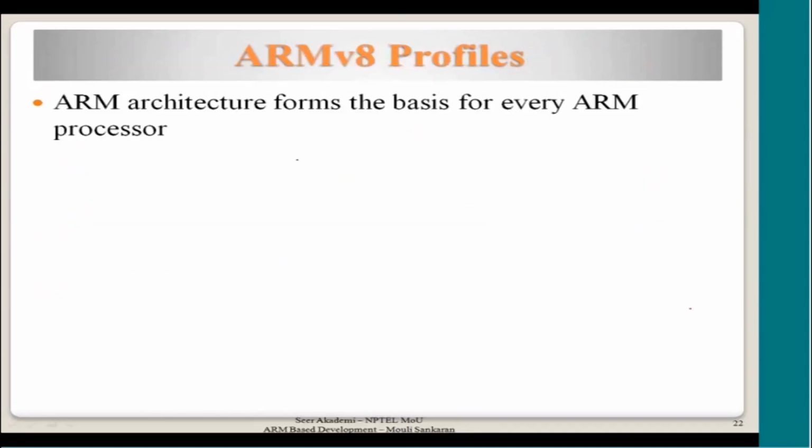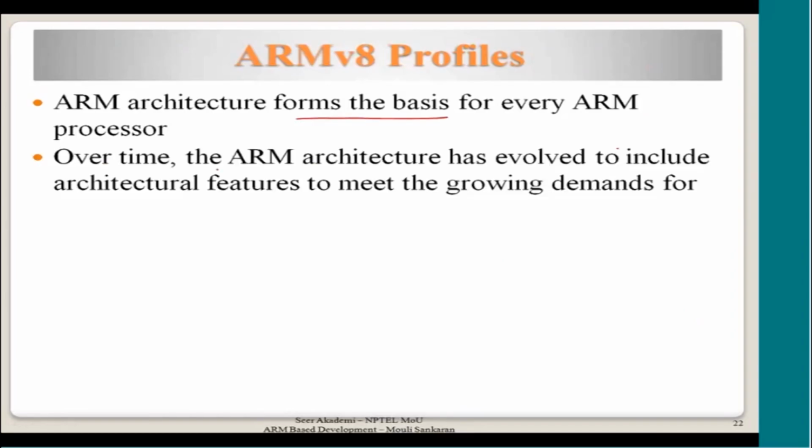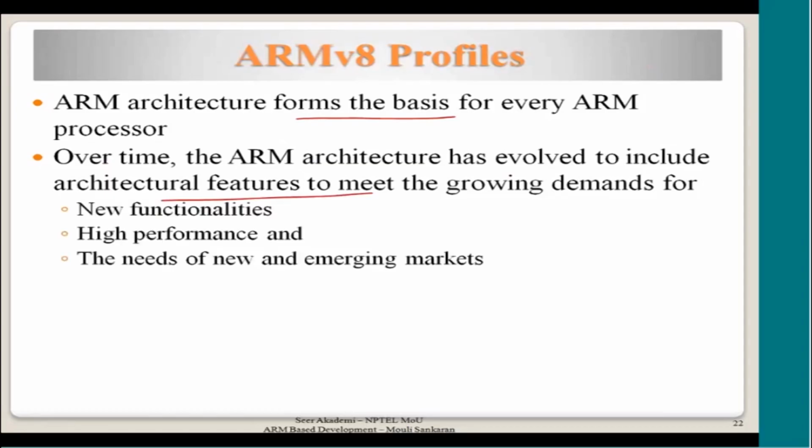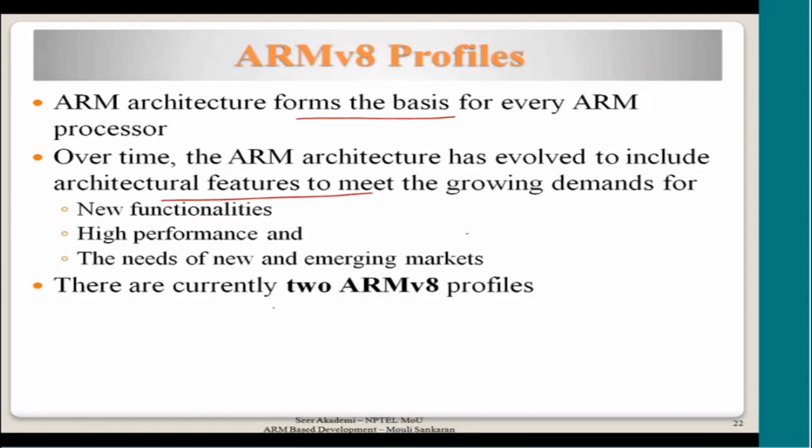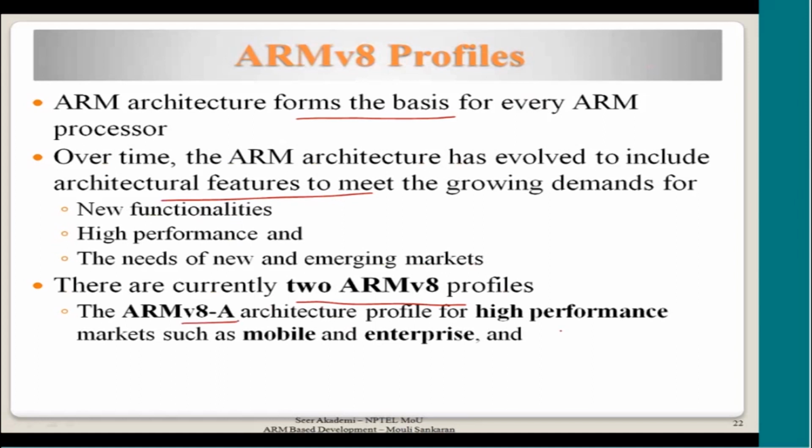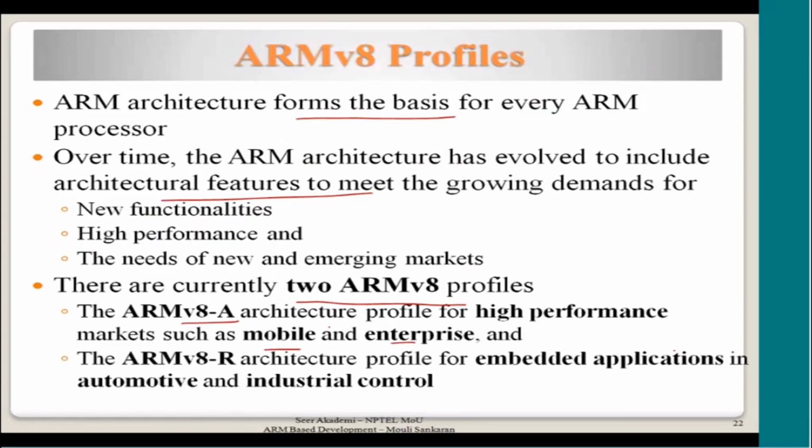Now V8 profiles. There are multiple families of processors, and the ARM architecture forms the basis for every ARM processor. Of course, over time the ARM architecture has evolved to include architectural features to meet growing demand, new functionalities, high performance, and needs of new emerging markets. So there are currently two ARMv8 profiles. One is V8A, which is meant for enterprise or mobile high performance market, and then one is R, which is the real-time solutions for embedded applications, automotive and industrial. So you can find out from the target market it is aiming for.